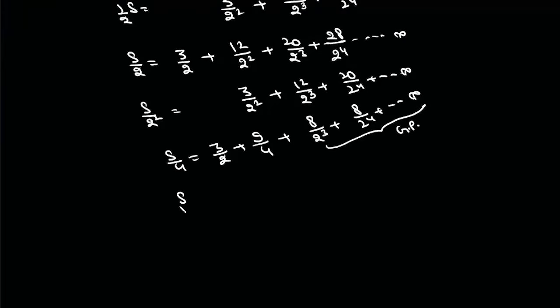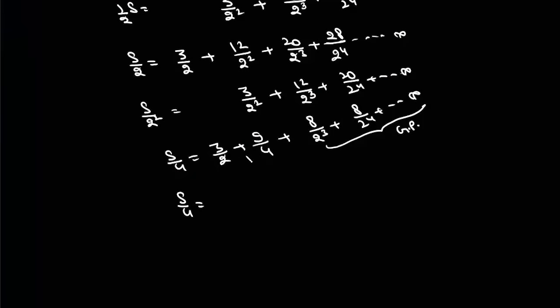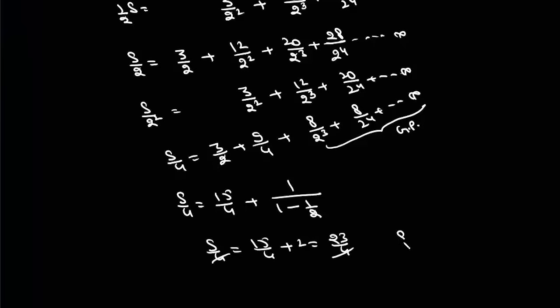So we can write this as S by 4, and this is 6 by 4 plus 9 by 4. It will be 15 by 4 plus the sum of an infinite GP, which is first term A upon 1 minus the common ratio, and the common ratio is 1 by 2. So it will be S by 4 equals 15 by 4 plus 2, which is 23 by 4. So the value of S is 23. So the sum of this series is 23.